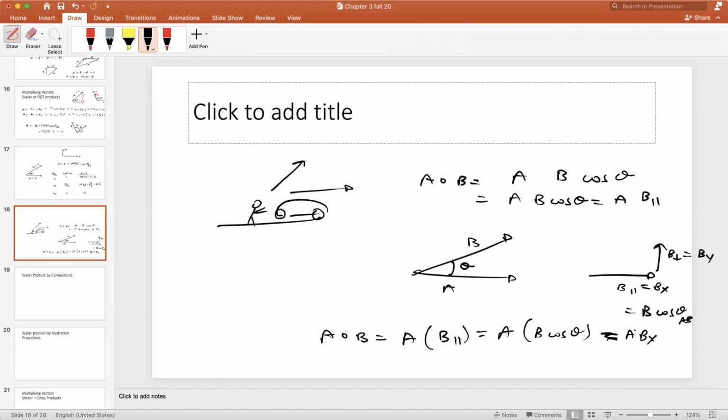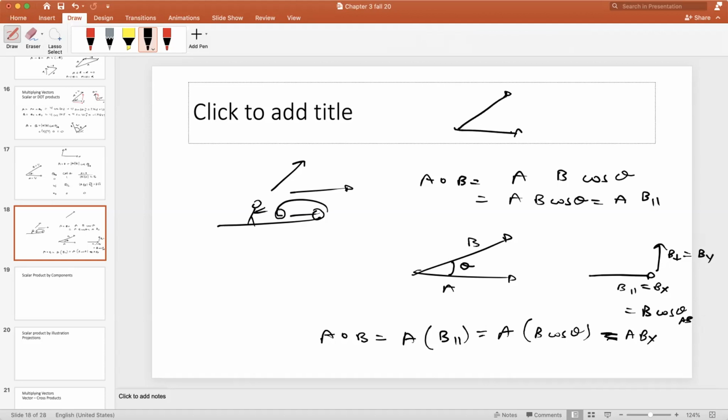What I'm trying to get at over and over again here is that when you do a scalar product, you multiply the parallel parts, okay? It's something called a projection. It's a projection of B onto A. Think of it like a shadow.